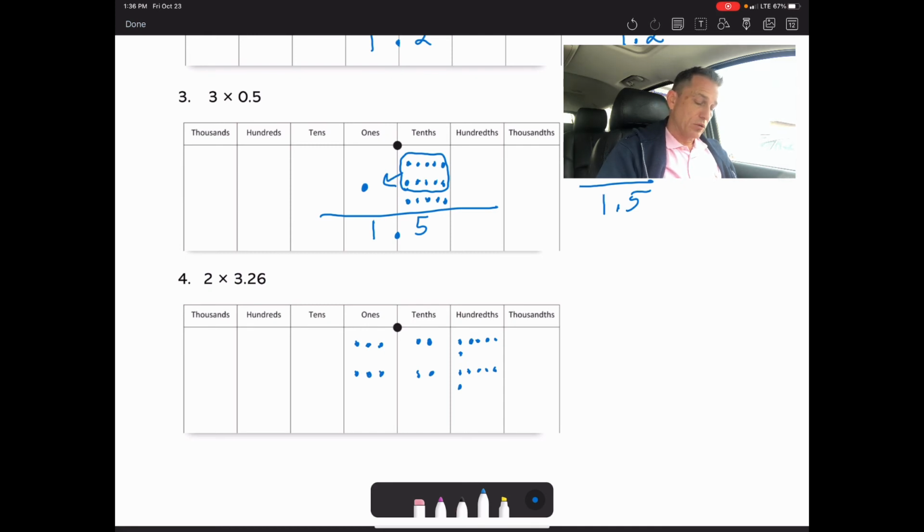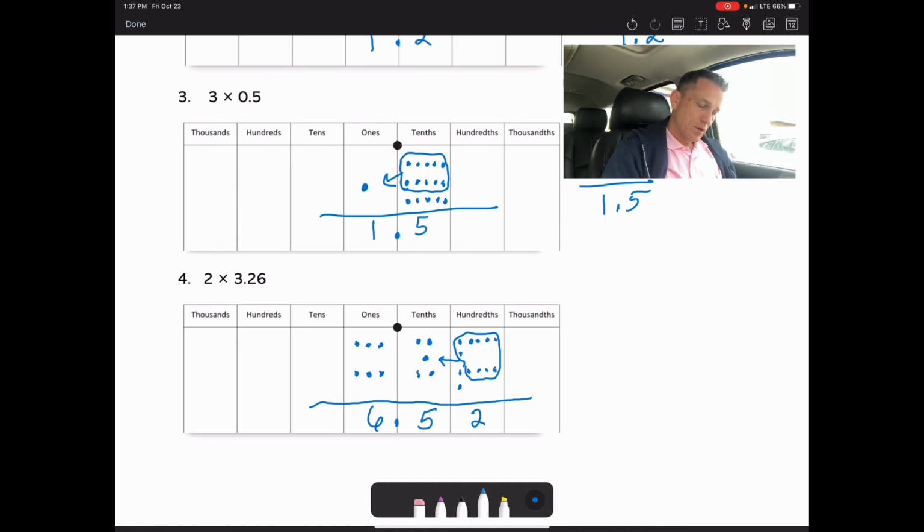So I want to bundle 10 of them. So I'm going to take these 4 and these 6 together. So there's 10 of them, and I'm going to turn it into one of these tenths. And now I can go ahead and see my product. I have 2 hundredths, I have 5 tenths, and I have 6 ones. So my product is 6 and 52 hundredths.